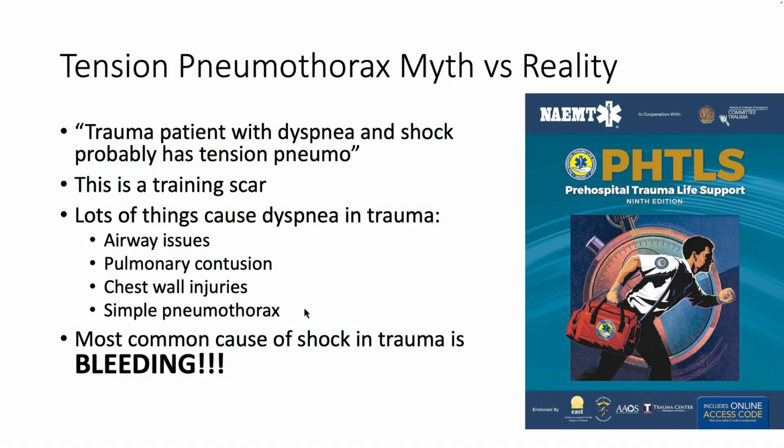Here's another myth: a trauma patient with dyspnea and shock probably has tension pneumothorax. But when we look at PHTLS training and the guidelines, this is a training scar too. Lots of things cause dyspnea in trauma: airway issues, pulmonary contusion, chest wall injuries. Just a simple pneumothorax will make someone short of breath. But the most common cause of shock in trauma is bleeding. We need to be addressing that as our primary, and then secondarily thinking about obstructive shock from tension pneumothorax.